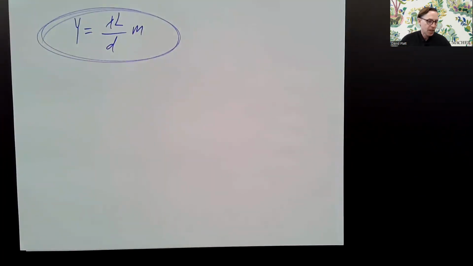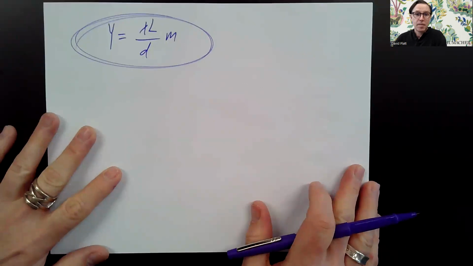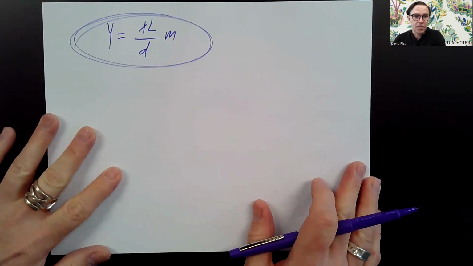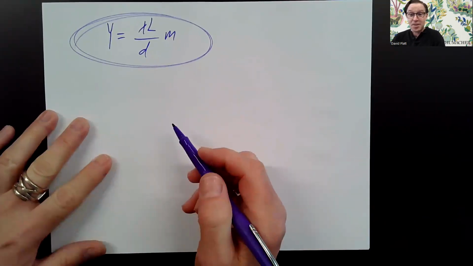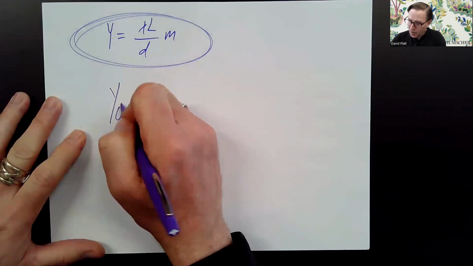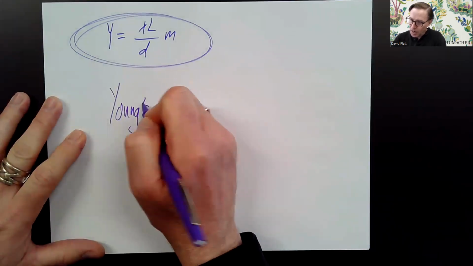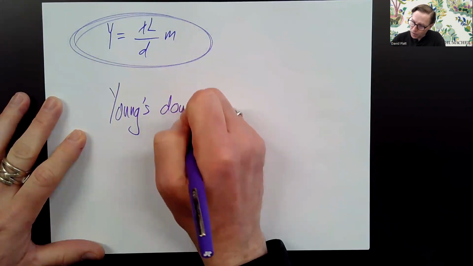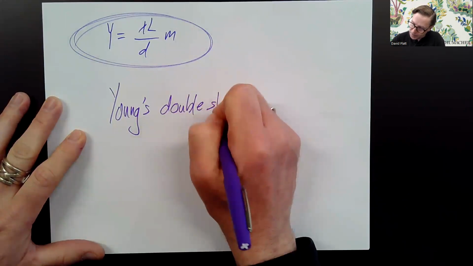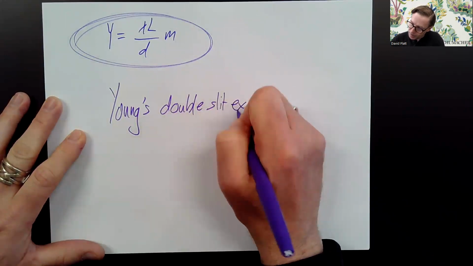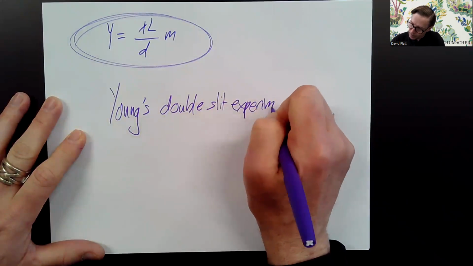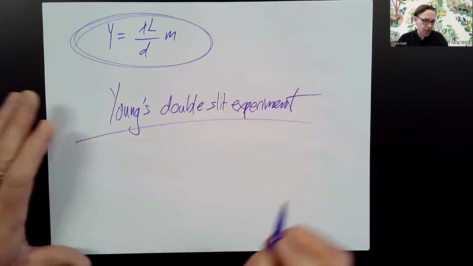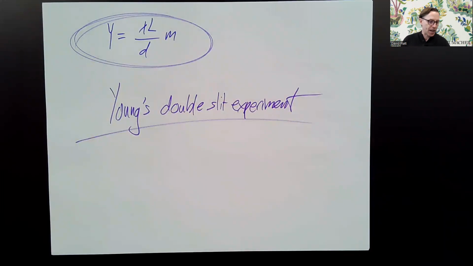Okie dokie. So now, what is this all called? We have to name the person who maybe or maybe not was the first person who did it, but definitely was the first person who got it named after him. Y-O-U-N-G, Young's double slit experiment. Ta-da! So there we have that.